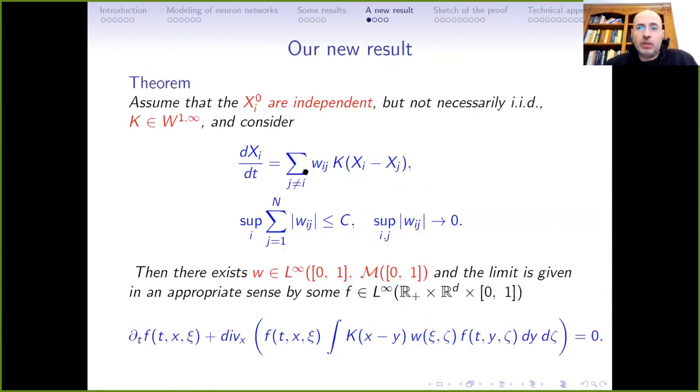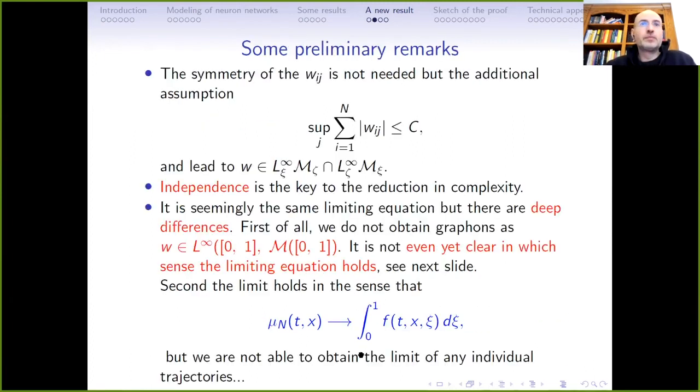I am assuming in this theorem that initially the state of each neuron was independent, right? But I'm not assuming that they are identically distributed. Now, you could even do without independence, but then you get a really messy type of limit. So if you want a good reduction in complexity, if you want something that is easily solvable, independence is pretty important.